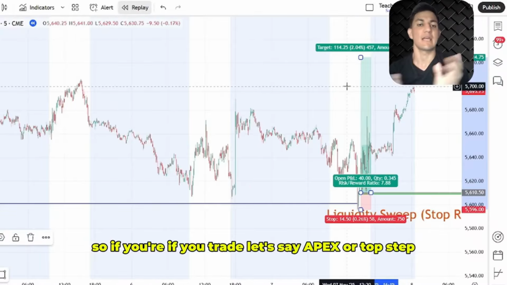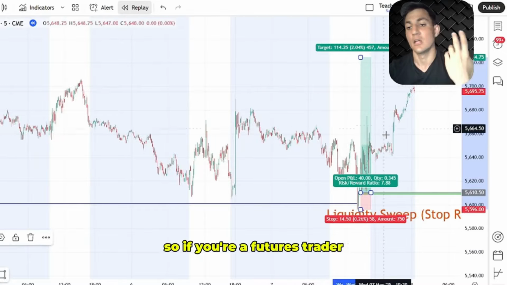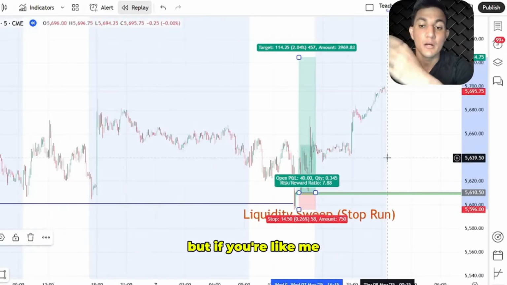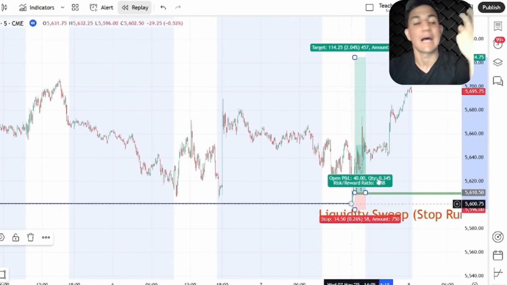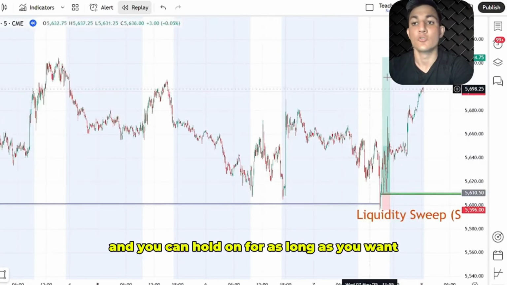So if you trade, let's say, Apex or Top Step, if you're a futures prop trader, you're going to have to close your position, so you don't want to do this. But if you're like me, I used to trade CFDs and futures, so you can hold on for as long as you want.